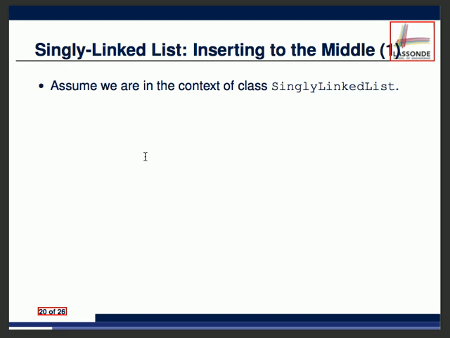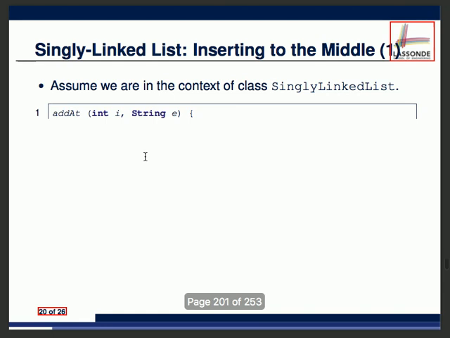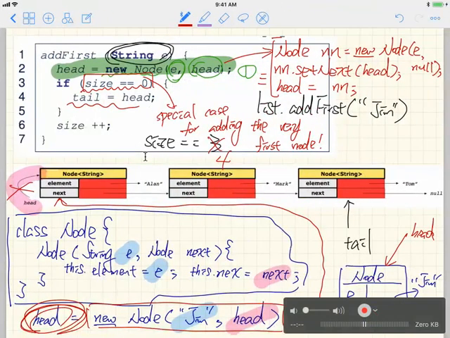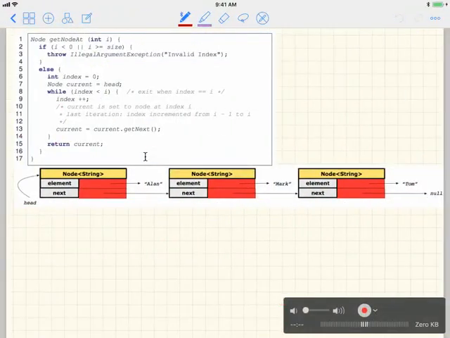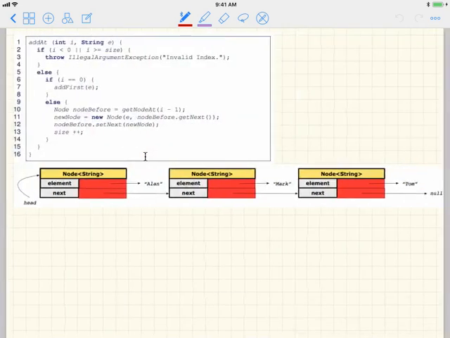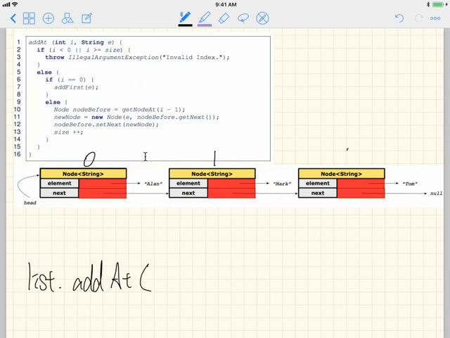Okay. So now, let's think about how to do this conceptually. Let's say I want to add a node at position I. Let me give you an idea. We get node, I'm going to let you study that. addAt. So now let's say I say list.addAt. Let's say this is position 0, position 1, position 2. addAt position 1, and then I want to add Jim.